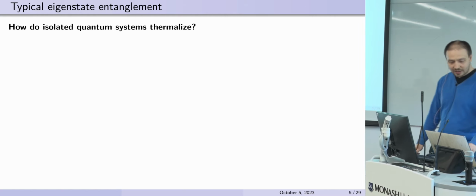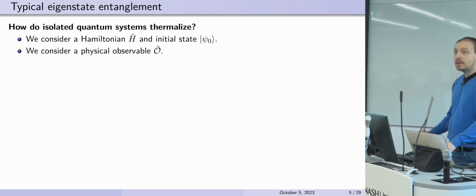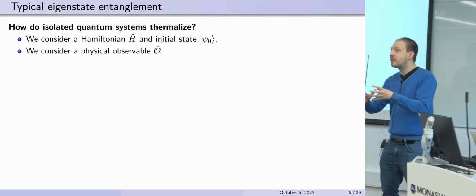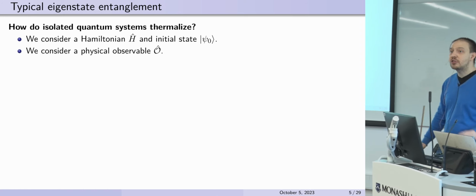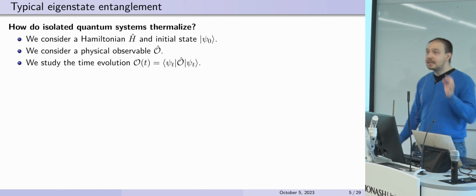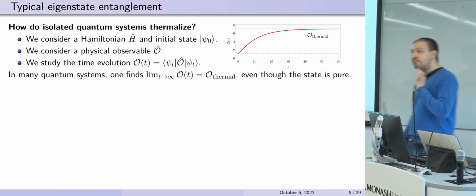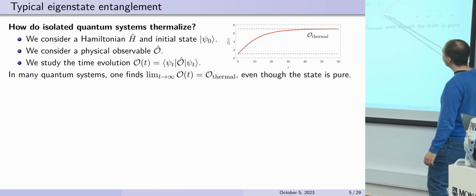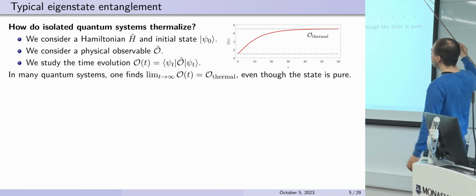However, if we consider a Hamiltonian H and some pure initial quantum state psi naught, and we take a physical observable, an expectation value, such as particle numbers in some region, magnetic field, or some other property that we can measure in our quantum system, and we study the time evolution of this expectation value, one finds that for many physical Hamiltonians H, this observable shows a behavior where over time it approaches a constant value.